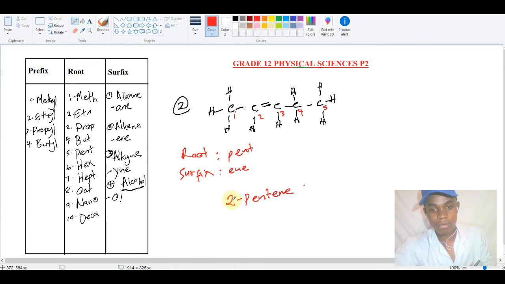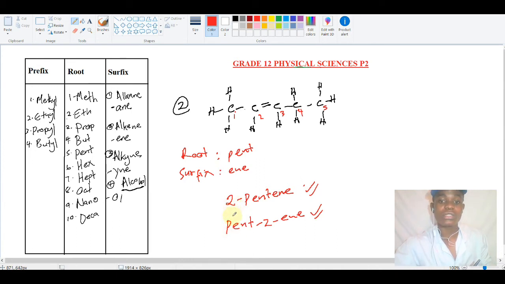the second carbon, right? Someone can be like, okay, I want to write it like this: pent-2-ene, right? Both names are correct because the 2 indicates the position, right? Whether you write it this way, you like it that way, or this way, both of the names, they are correct, right? So now let's jump into some more examples.